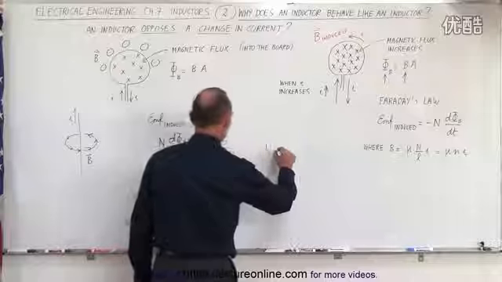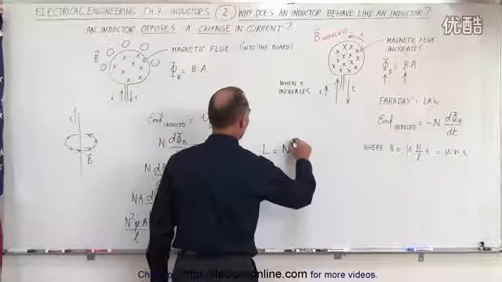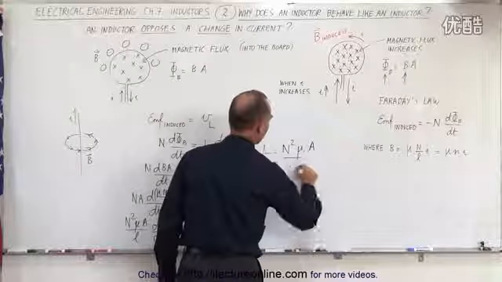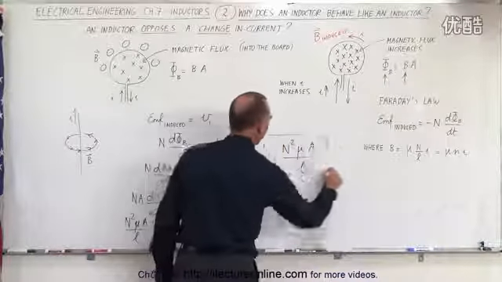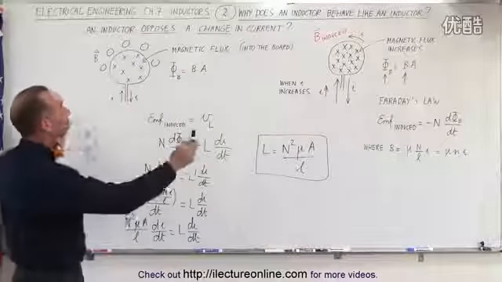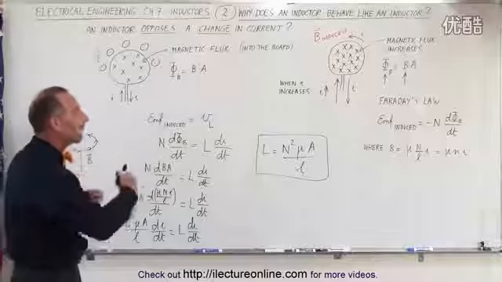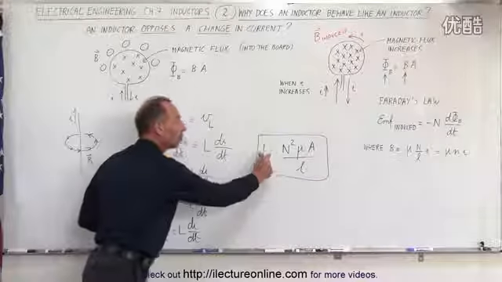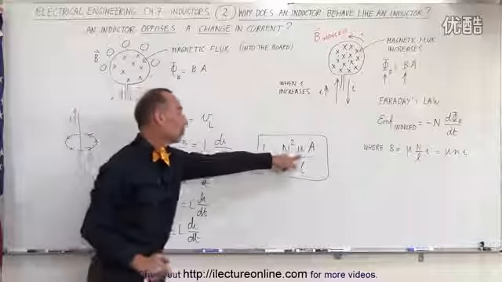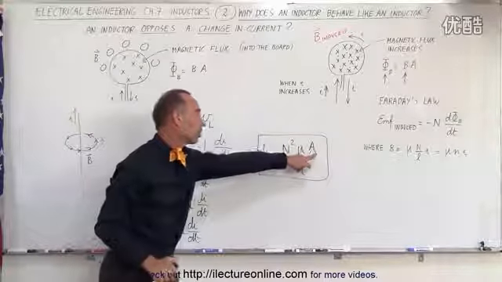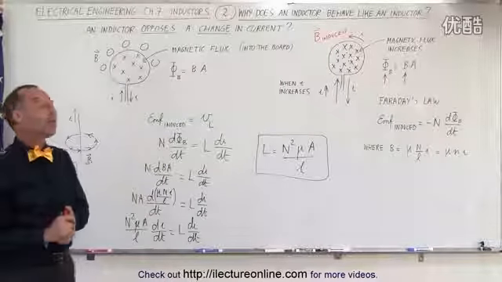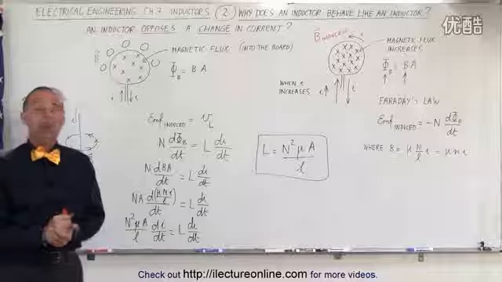The inductance L is equal to the number of loops squared times the permeability of the core times the cross-sectional area divided by the length of the solenoid. So there's another way of showing you why an inductor does what it does, and from that we can see that the inductance of inductors simply depends upon the physical size: the number of turns squared, the permeability of the core, the cross-sectional area, and the length of the inductor. And that's why an inductor does what it does. It fights the change in the current.